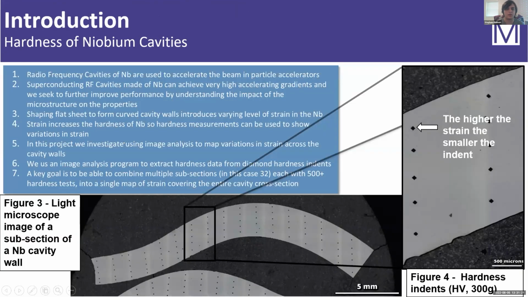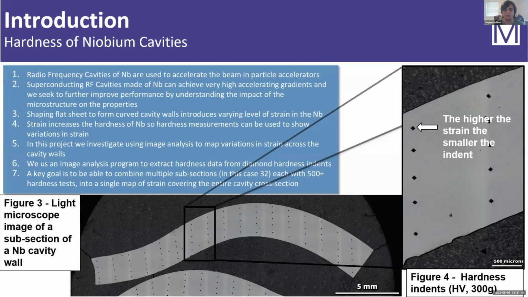So superconducting radio frequency cavities of niobium are used because they achieve very high accelerating gradients, and we seek to further improve their performance by understanding their microstructure. So these cavities are formed from flat sheets of niobium, and they are curved to produce these cavity walls, and this introduces strain in the niobium.